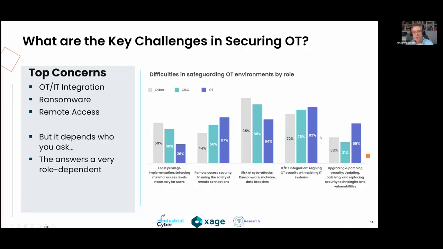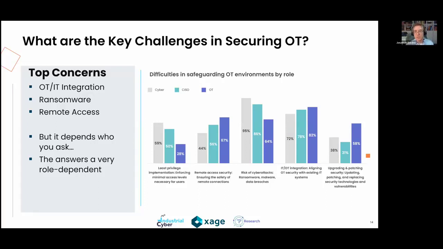For example, here 82% of OT people, right? This is broken down by role. 82% of OT people said the IT OT integration is what keeps them awake at night. And on the flip side, you can see 95% of cyber people, and the CISO in particular, 86% said the risk of ransomware keeps them awake at night. So again, it really depends on who you're speaking to. The key part here, and we'll get to that hopefully in the business case, is you need to understand the audience, who's in the room, and understand what motivates them and what their worldview is.